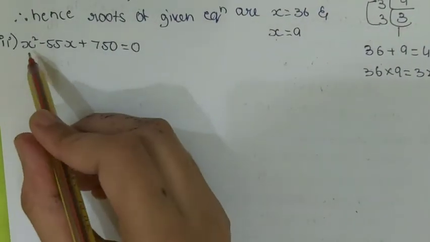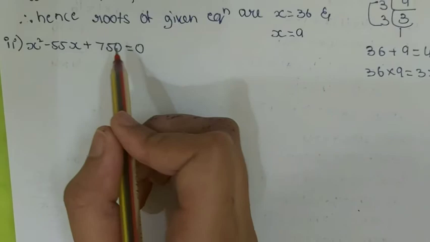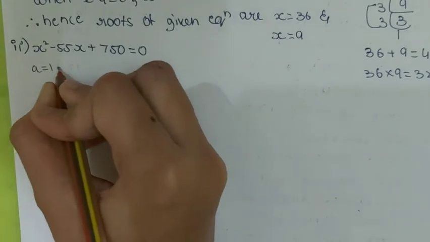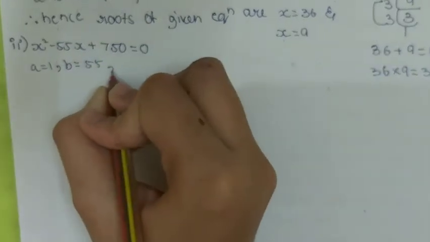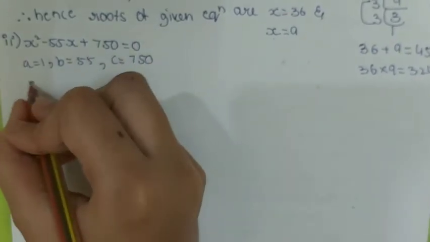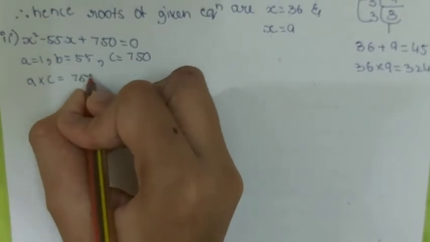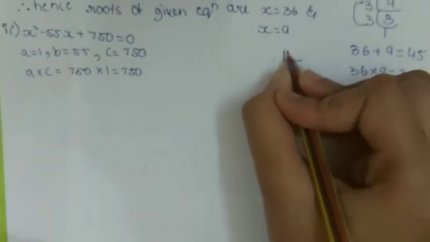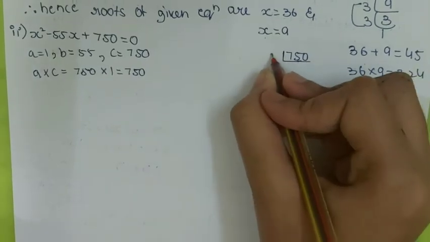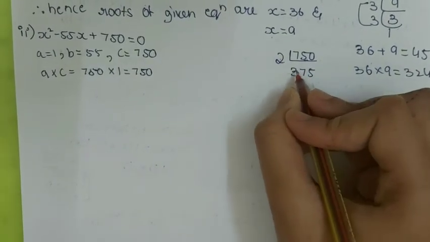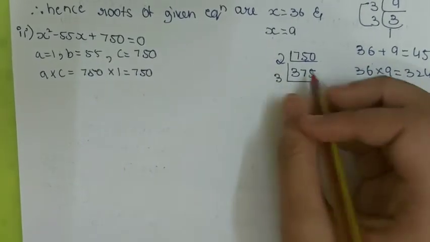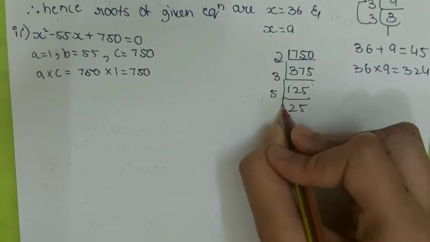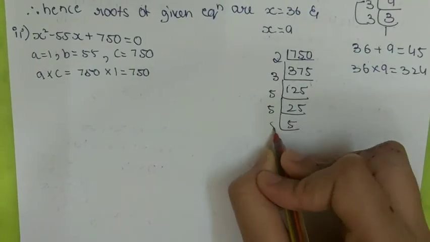Now the second part is x square minus 55x plus 750 is equal to 0. Here a is equal to 1, b is equal to minus 55 and c is equal to 750. So a into c is 750 into 1, which is 750. Now we are taking the factors of 750. 750 is divisible by 2, that gives 375, and 375 is divisible by 3, that gives 125, and 125 is divisible by 5, that is 25, and 25 is divisible by 5, so 5 and 1.